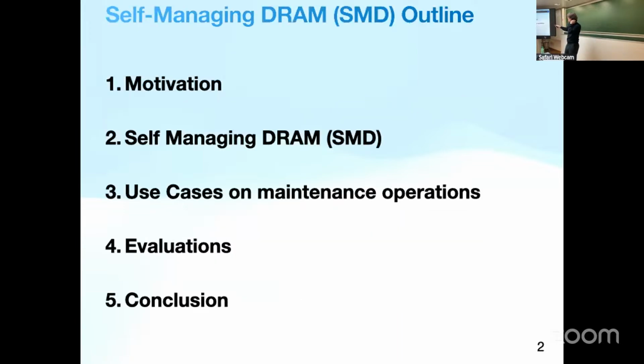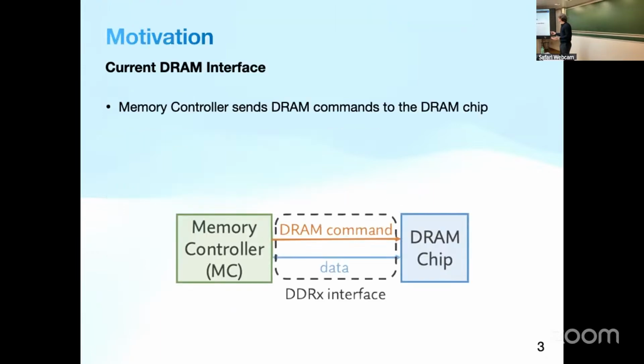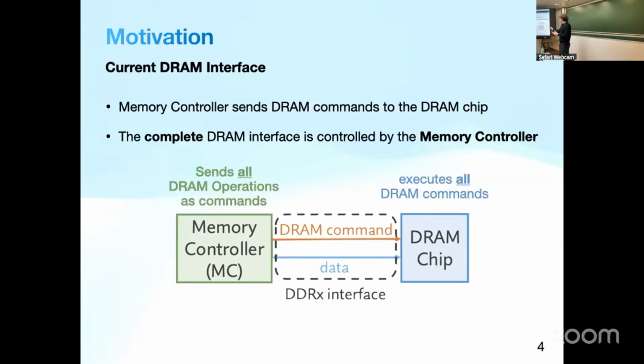Okay, so I'll be continuing by giving a little more motivation about why this is necessary or useful. The current DRAM interface has the memory controller send DRAM commands to the DRAM chip. Those are memory accesses, but also maintenance operations. This means that the memory controller sends every DRAM operation and the DRAM chip executes every command. Everything is controlled by the memory controller, and the interface is therefore very rigid.